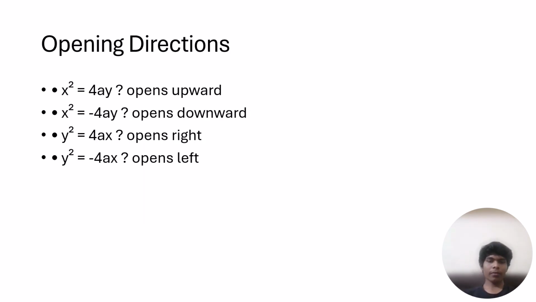How to graph a parabola and its opening directions. x squared is equal to 4ay opens upwards, and x squared is equal to minus 4ay opens downwards. These are the openings as you saw in the first pictures.